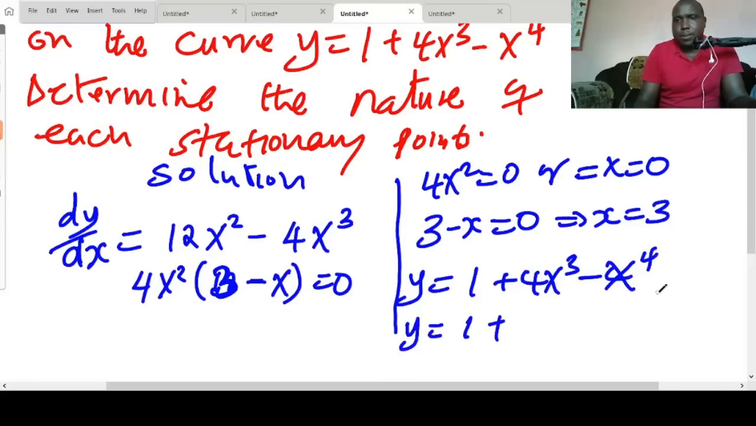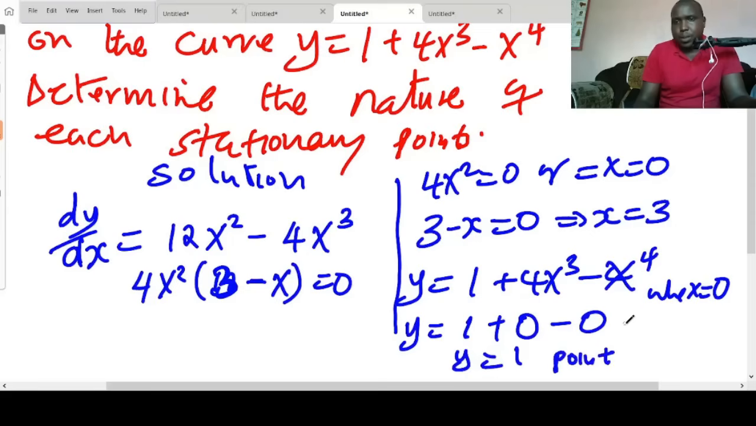So when x is equal to 0, here you substitute, this one will be 0 minus 0. So y itakuwa 1. So the point itakuwa 0, 1. That is the point.